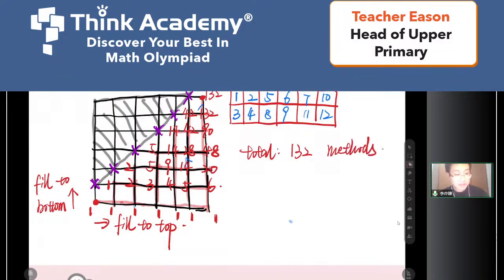Let me check. I don't know if I did it correctly, so I should use another method to check. Actually for the Catalan problem, there is a combination number that refers to it, which is choose 6 from 12, and then divided by... I must have made something wrong. No, yeah, it's correct. It's correct. So now this is the so-called Catalan problem.